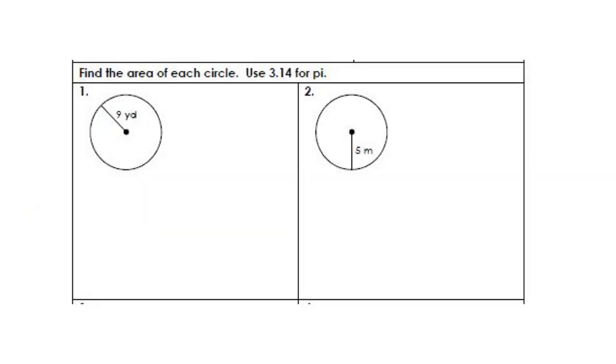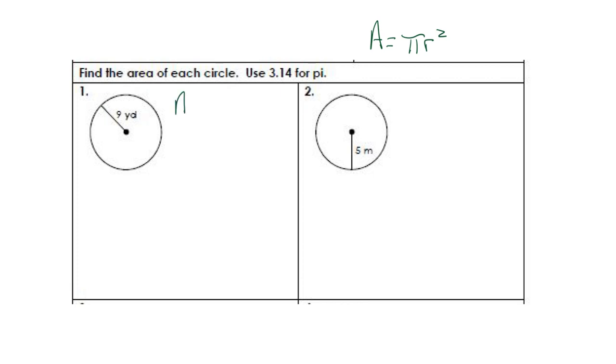Okay, so let's look at some examples here. We're going to find the area of each circle, and we're going to use 3.14 for pi. So the first thing I should do is probably write the equation out so I know what I'm going to be using. So A equals pi r squared. So now I can go ahead and look at number one. What is the information I have? Well, I know r, which is the radius, right? It's 9. So I already have that. I don't have to figure out what it is.